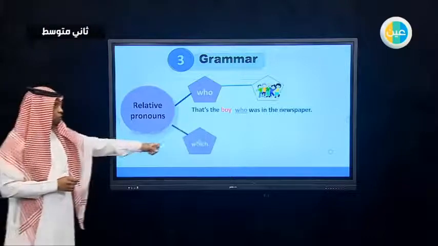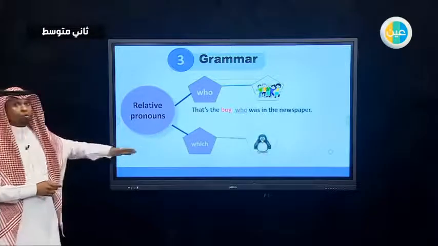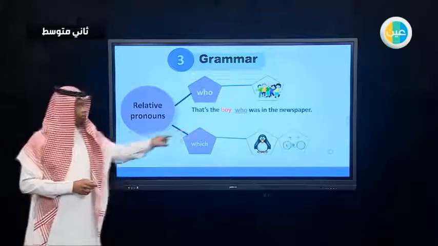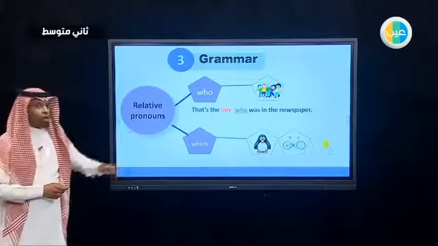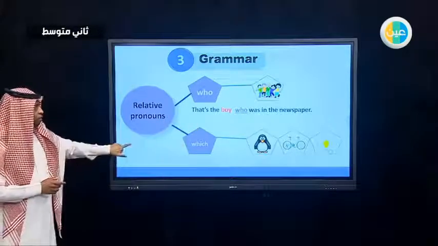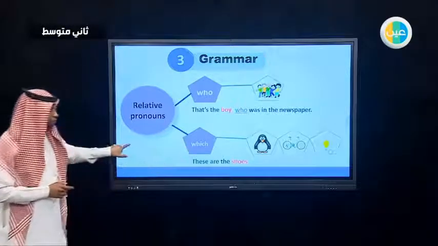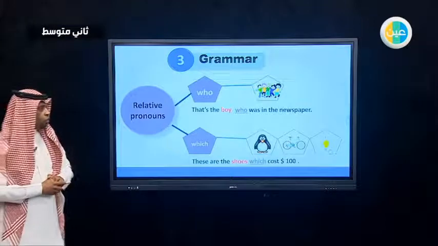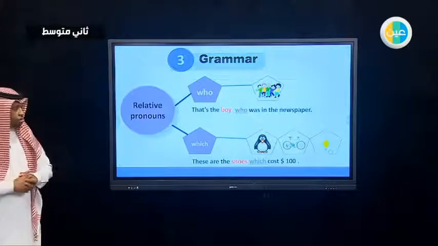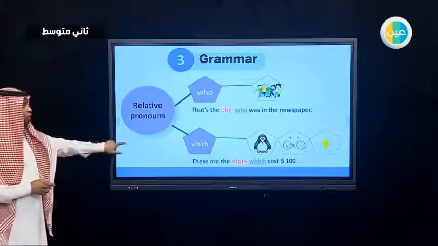ولدينا أيضا we have also which. It can be used with animals, things, and ideas. For example, we have these are the shoes which cost $100. These are the shoes which cost $100.